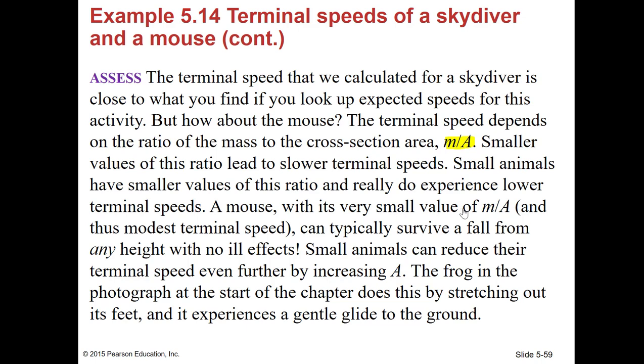A mouse with its very small mass to area ratio, and therefore small terminal speed, can typically survive a fall from any height with no ill effects. Small animals can reduce their terminal speed by increasing their area. You hold your arms out to the side, things like that. Now, if you look at the picture at the start of the chapter, there's a frog with its legs all stretched out. They're doing that to increase their area and therefore reduce terminal speed.